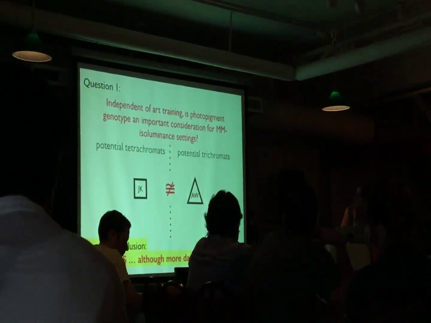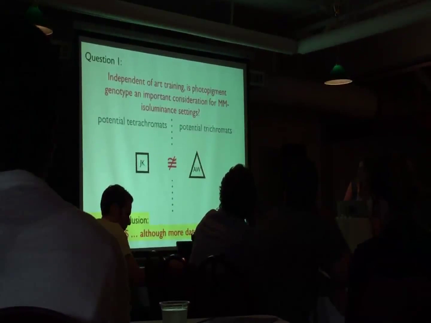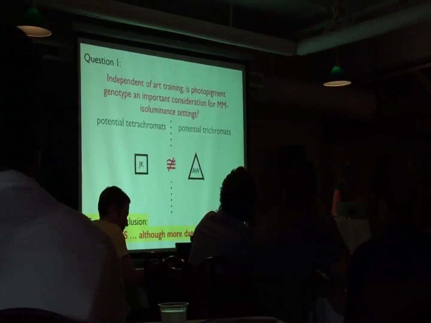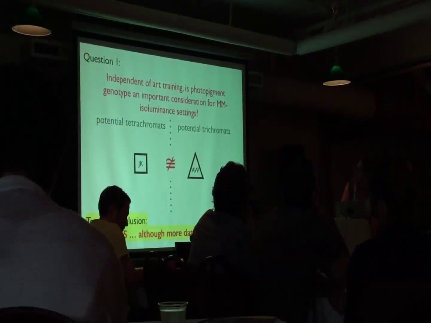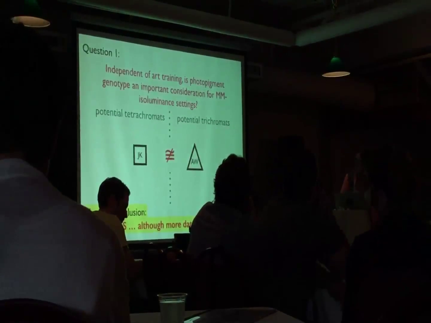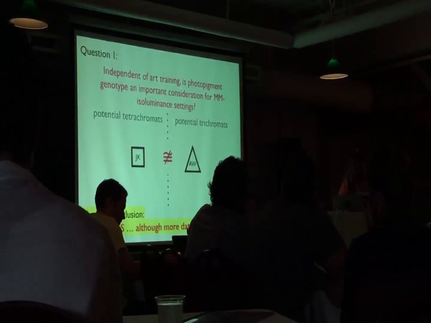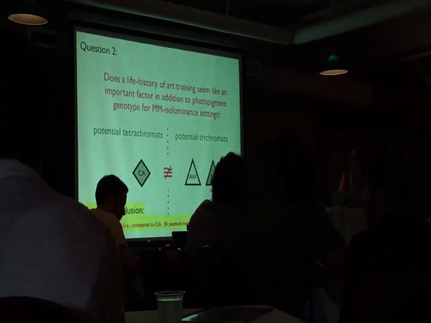So for question 1, independent of art training, is photopigment genotype an important consideration for MM isoluminant settings? Our tentative conclusion is yes, although we'd like to have more subjects to back this up. I think more data is needed, but it does show that the MM isoluminance task is a nice option to use for testing this potential phenotype.